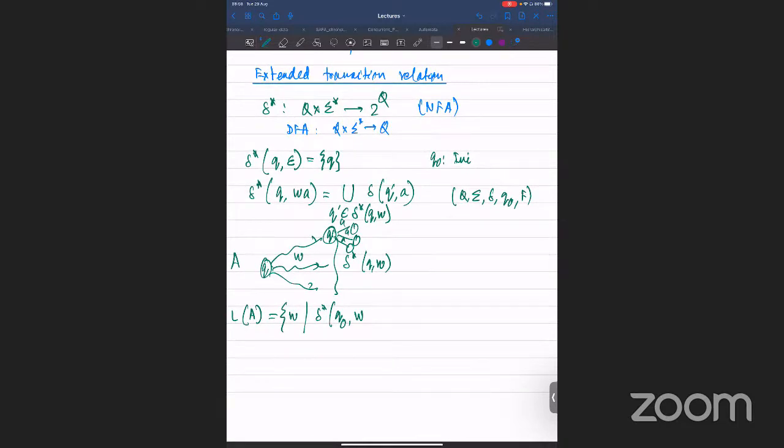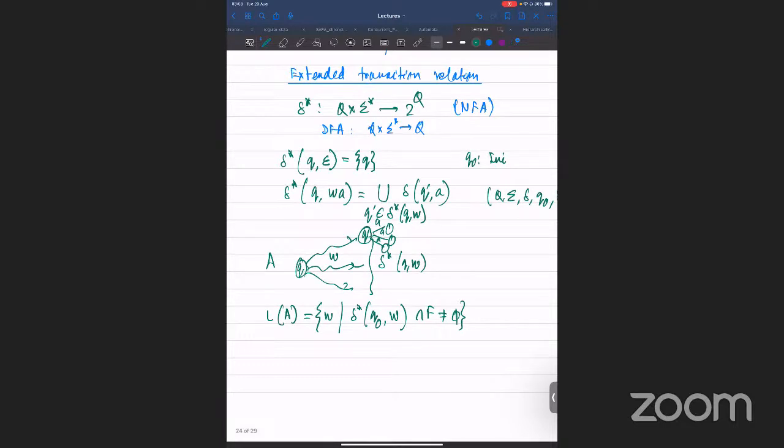So delta star takes some state and a string. And what does it give? It gives you a set of states, right? Delta star of Q0 and W intersection F not equal to empty. Correct? So the language of this NFA is the set of such words. These are definitions I'm pretty sure all of you have seen. We are just trying to recall them so that when we get into the proofs and the other parts of the lectures, it's a good idea to recall some of them.